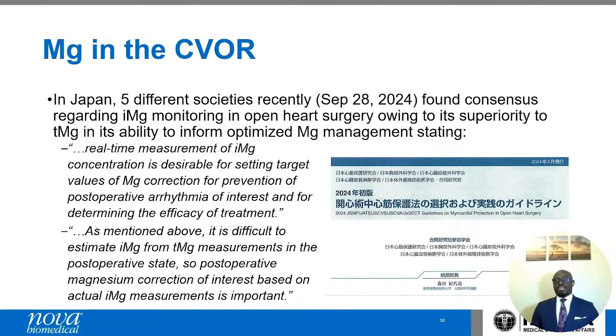For this reason, researchers in Japan from 5 different societies recently reached consensus regarding ionized magnesium monitoring in open heart surgery, and they recommended that real-time measurement of ionized magnesium is desirable for setting target values of magnesium correction for prevention of post-op arrhythmia and for determining the efficacy of treatment. They also mention that it is difficult to estimate iMg from total Mg measurements in the post-op state, so post-op magnesium correction based on iMg is important compared to total Mg.